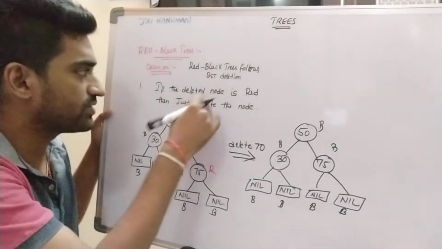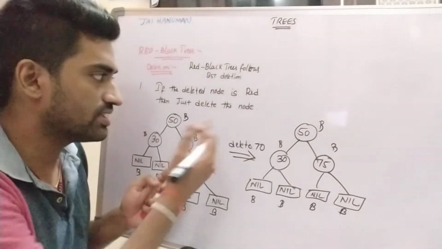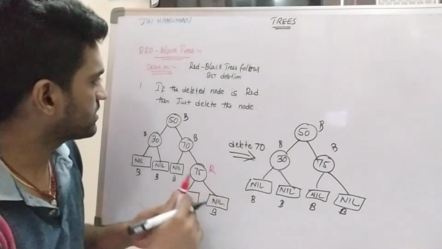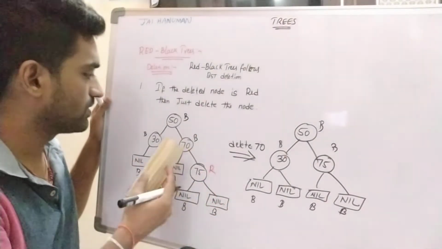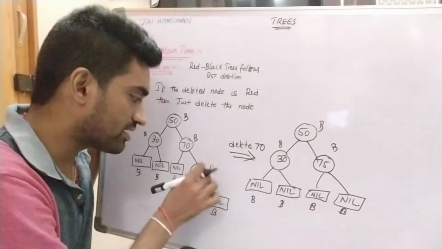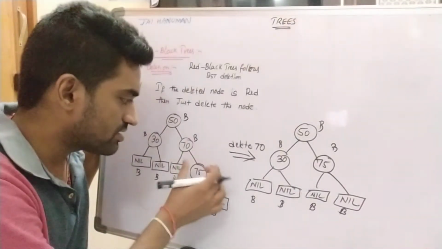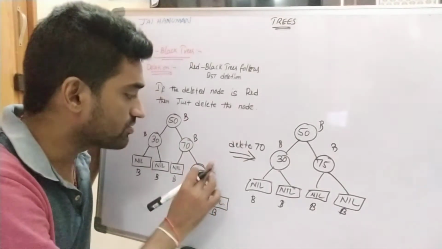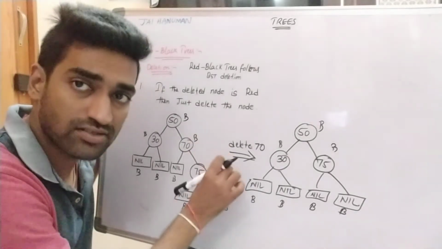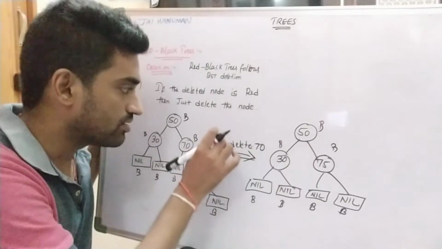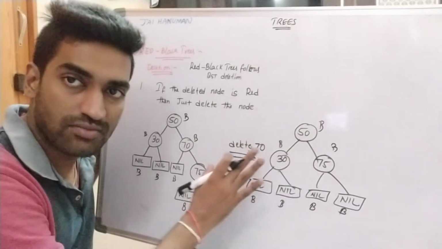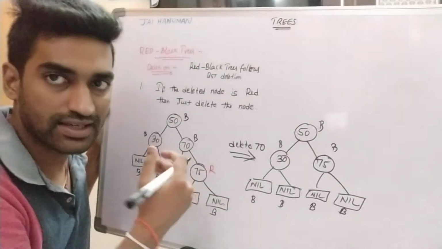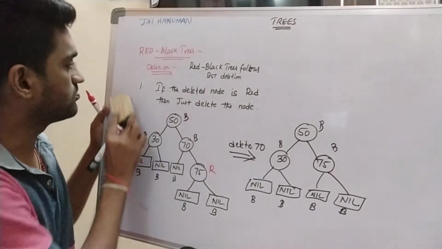So this is the first case. If the deleted node is red, just delete that node, right? This is about the first case. Then what is the second case? Deleting a red node causes no violations in red black trees, right? Suppose I want to delete a black node in a red black tree, then only the newly generated tree violates the red black tree properties. Then what do we do, right? That can be discussed in the remaining cases, right? So here, what is case 2?